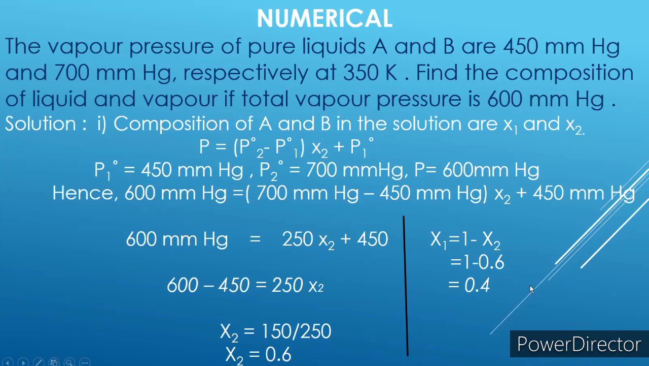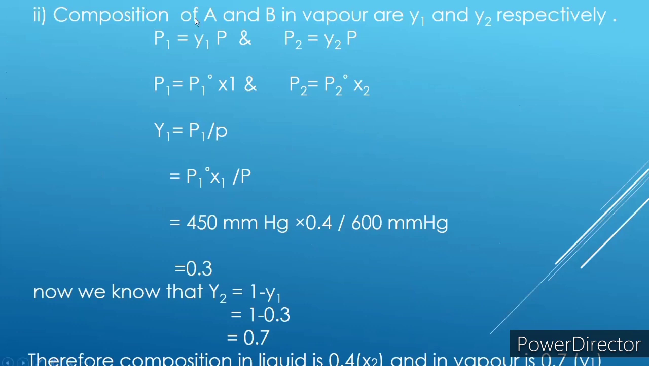Now let us find the composition of the vapor if the total vapor pressure is 600 millimeter Hg. Let us consider the compositions of A and B in the vapor to be Y1 and Y2. Then according to Dalton's law, P1 equals Y1 into P, and P2 equals Y2 into P. And from Raoult's law, which we have already seen, P1 equals P1 naught into X1 and P2 equals P2 naught into X2.